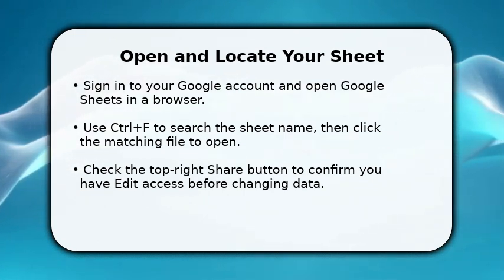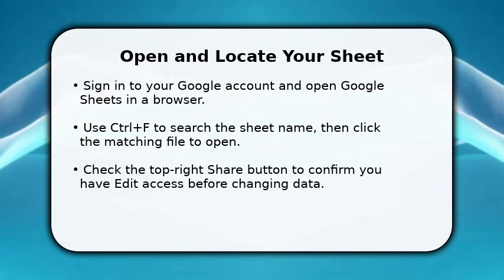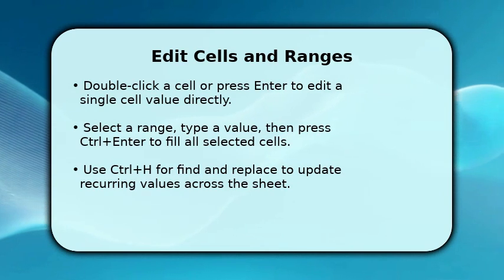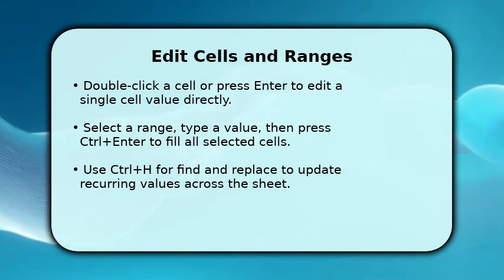Double-click a cell or press Enter to edit a single cell value directly. To change multiple cells, click and drag to select a range before typing. Select a range, type a value, then press Ctrl+Enter to fill all selected cells with the same entry.